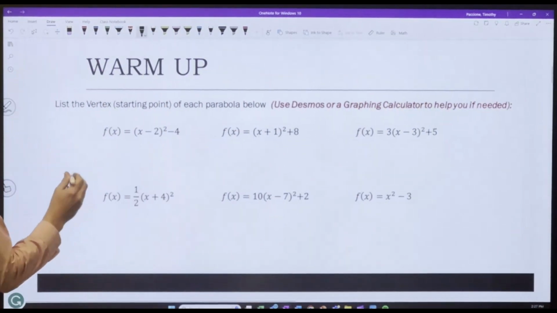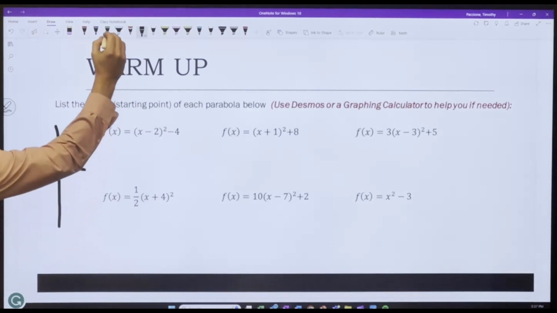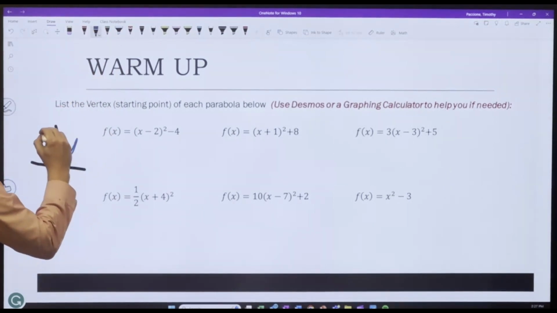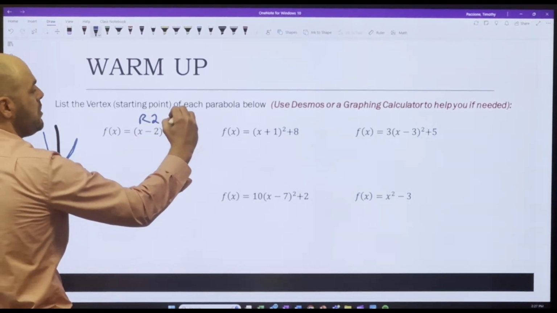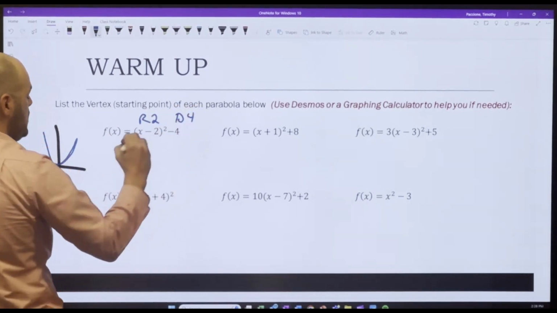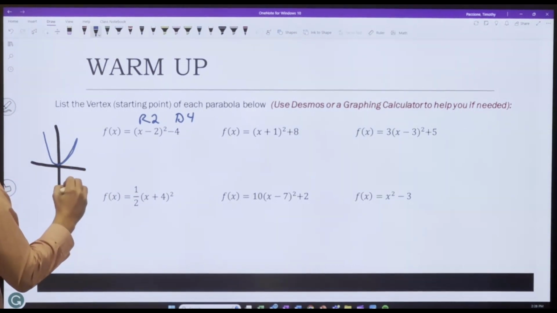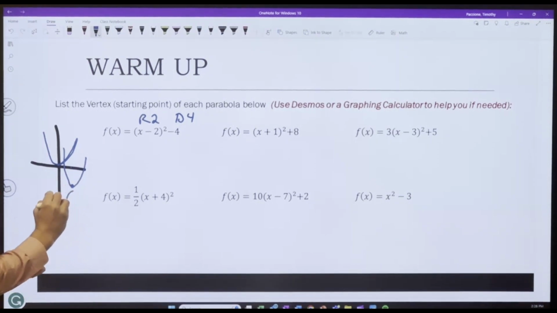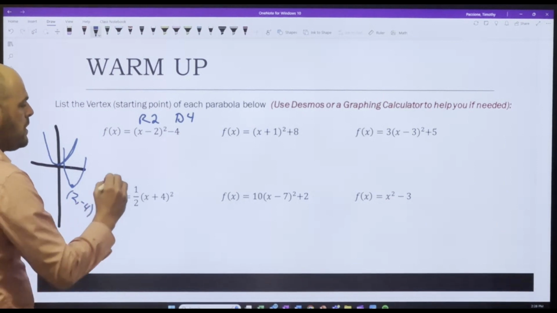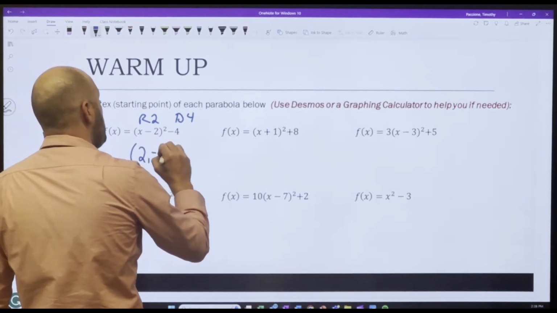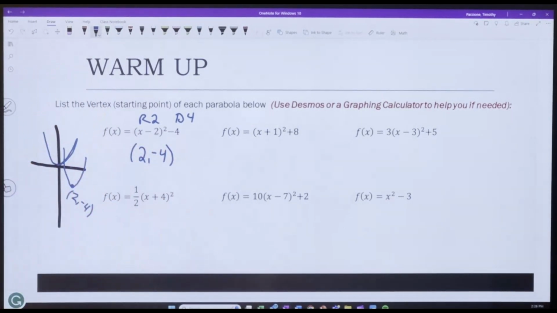We don't have to do this drawing every time, but let's think about what we know here. We know that the parent was here, right? And this makes you go right 2, and this makes you go down 4. So that would be right 2, down 4, new parabola with the point here must be, like you said, 2, -4. We don't need to graph that every time. It's important to understand why that's our vertex.